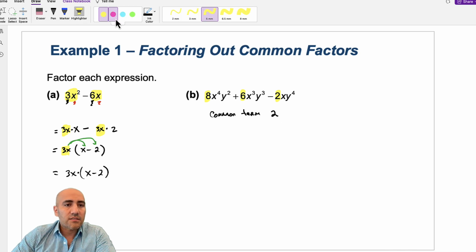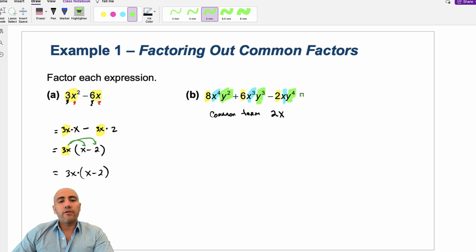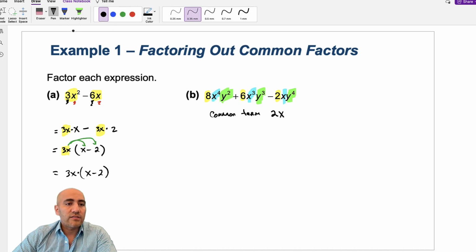Now the x, let's see, we have x to the power of 4 there, x to the power of 3 there, and then x to the power of 1 there. So again, the smallest value being a 1 is the one that they all have in common. So we're going to put an x here. And now for the y, we have a y to the second power there, a y to the third power there, and a y to the fourth power there. So now y to the second power is the smallest that they have in common. So y to the power of 2. So here is our common term.